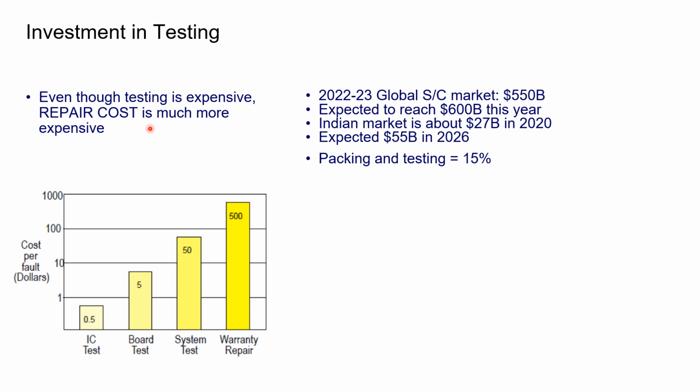These are some overall market figures to show why testing is important, and how much money people spend in testing. Roughly, the global semiconductor market is currently about $550 billion, and by the end of the year it will go to $600 billion. Can you calculate that in rupees? And India's market is very tiny, 27 billion. It's hardly about a tenth. You calculate how much it is. But India is going to rise.